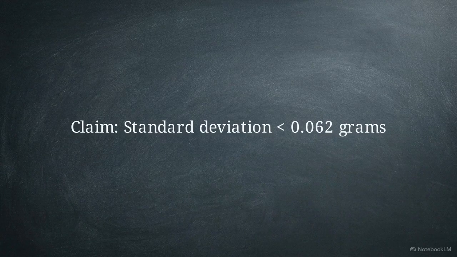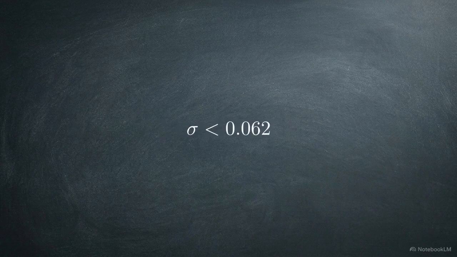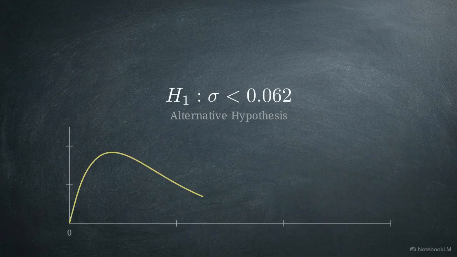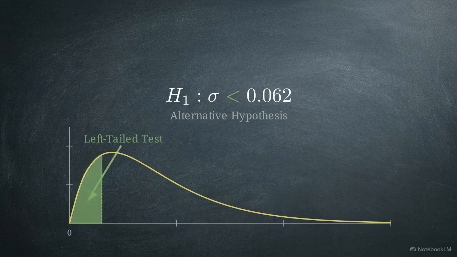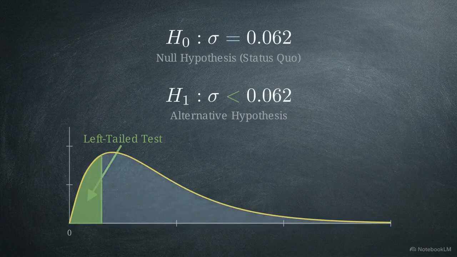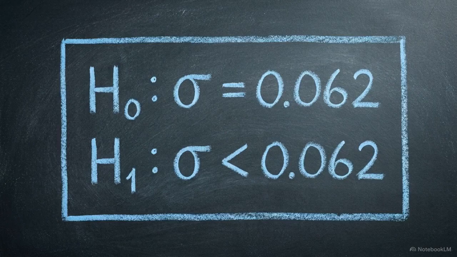The standard deviation is less than 0.062 grams. That becomes sigma is less than 0.062. Because that expression does not contain equality, it becomes our alternative hypothesis. Since the inequality symbol points to the left, we structure this as a left-tailed test. The null hypothesis then acts as the assumption of the status quo, the statement that the standard deviation remains exactly 0.062 grams. With the strict normality assumption fully verified and both of our hypotheses firmly locked in place, we can now execute the mathematical test.